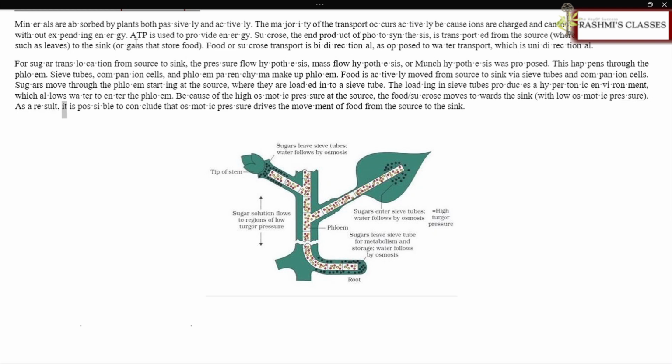As a result, it is possible to conclude that osmotic pressure drives the movement of food from the source to the sink.